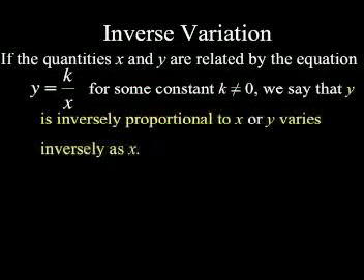Another type of variation that we deal with is what is called inverse variation. The definition of this is that if the quantities x and y are related by the equation y equals k divided by x, for some constant k, again not equal to 0, we say that y is inversely proportional to x, or that y varies inversely as x. The idea here is that as one of the values goes up, the other one has to go down to make this equation work.